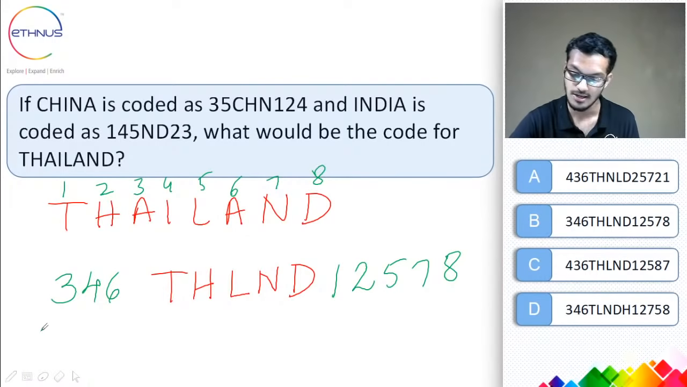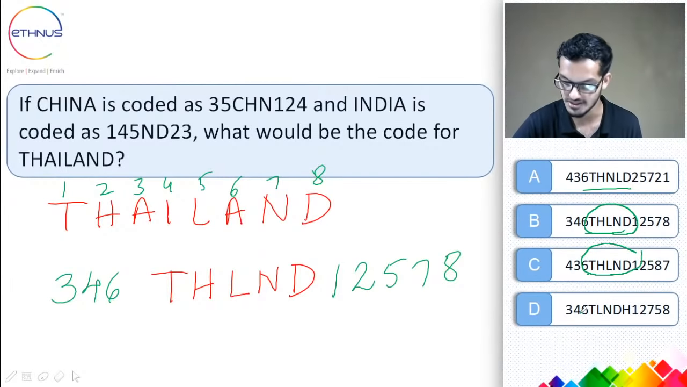Yes. So here T, H, N, L, D. This could be the thing, and T, H, not this one. T, H, L, N, D. Yes, this is correct. T, H, L, N, D. Even this is also correct. T, L, N, D, H. That's not true. And here T, H, N, L, D. Even this is not true.